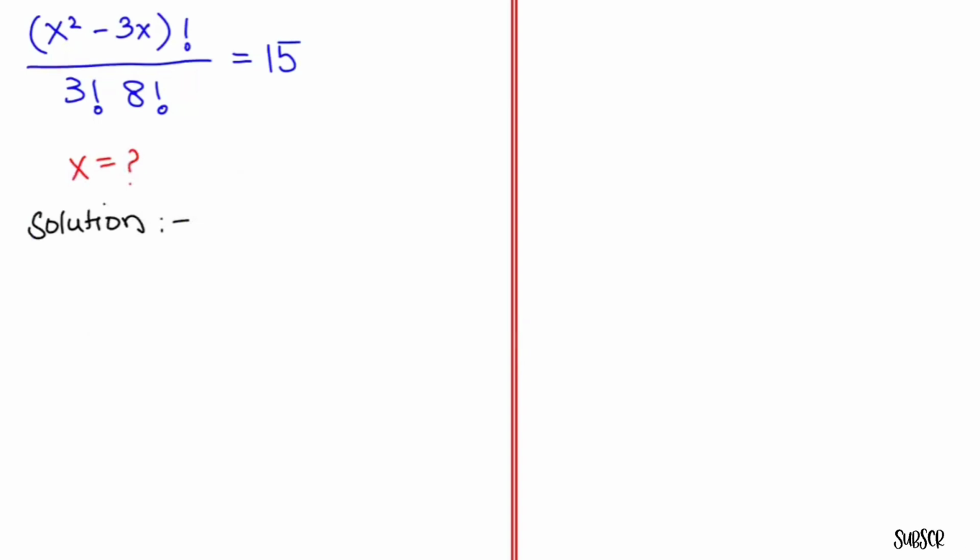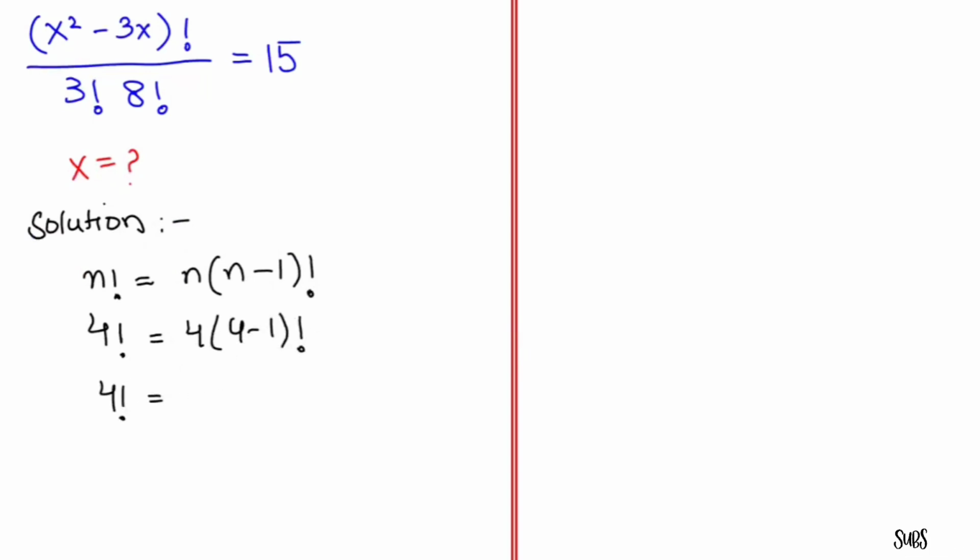The first step you need to know is about factorials. Factorials are the multiplication of one number with the numbers below that number. The general formula is n factorial equals n times (n − 1) factorial. If I want to write the factorial of 4, 4 factorial is equal to 4 times 3 factorial.